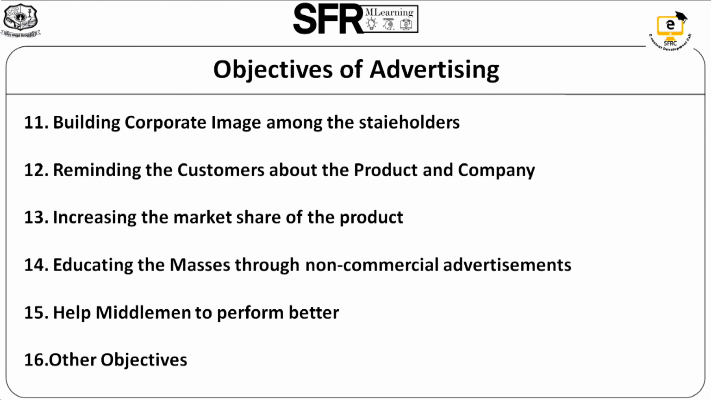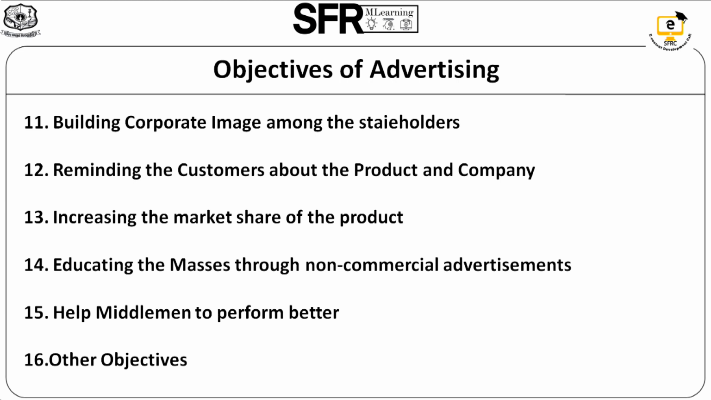And the last specific objective is that advertisement helps middlemen. Advertisement helps middlemen to perform better, because the newsletters and the advertisements in newspapers and television give information to the customers about the names of the shops and the retailers with whom the advertised products are available and the price at which the products are available.